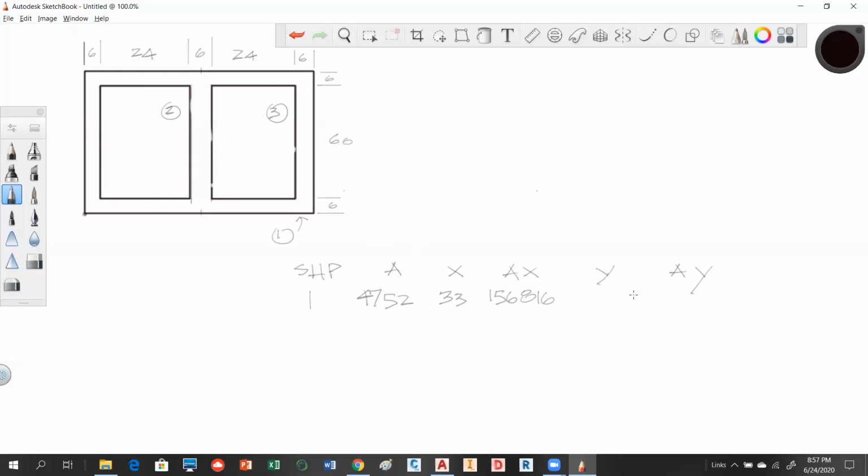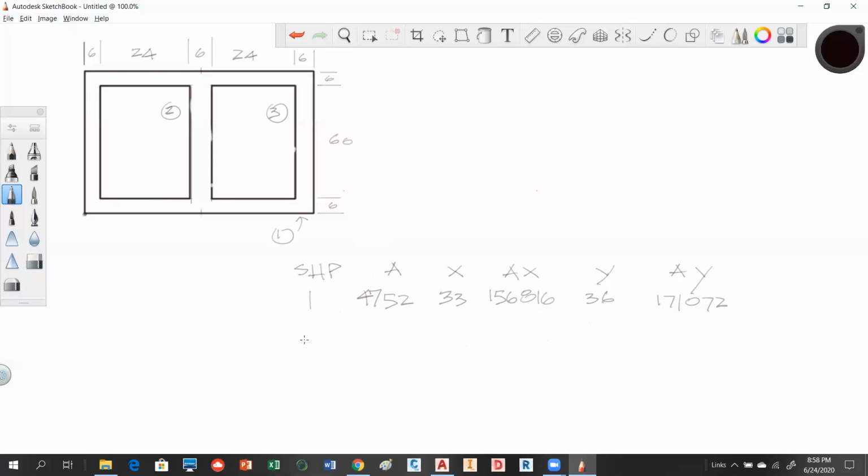Okay, so y is half the distance this way from the origin up to its x centroidal axis. So that's 30 plus 6 gives us 36. 36 times the area gives us 171,072. And remember your units: you'd have inches squared, inches, inches to the third, inches, and inches to the third.